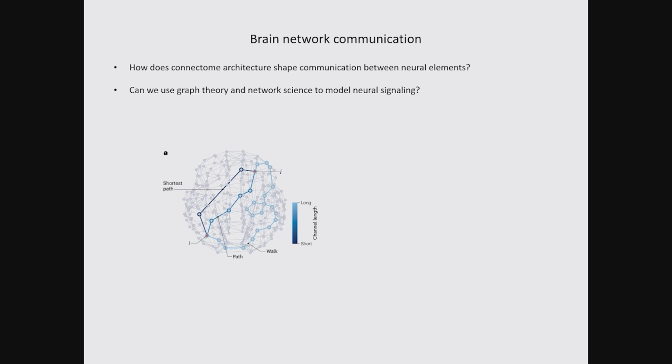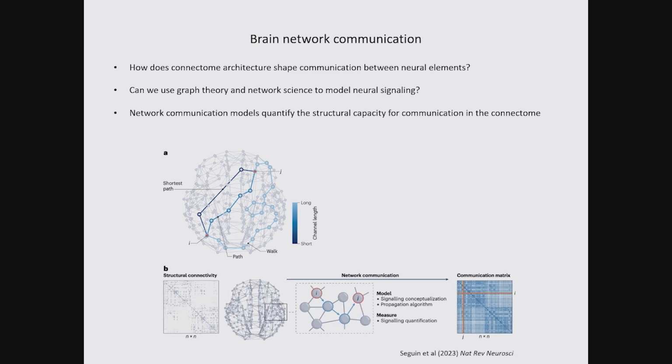So yeah, it's kind of what I said. Can we use graph theory and network science to model neurosignaling? And these network communication models try to quantify the structural capacity for communication under a certain assumption of how a signal might flow via connectivity.